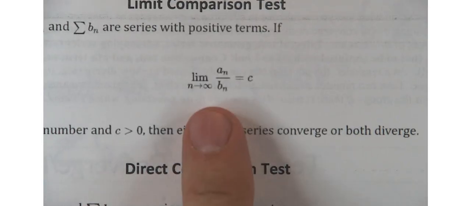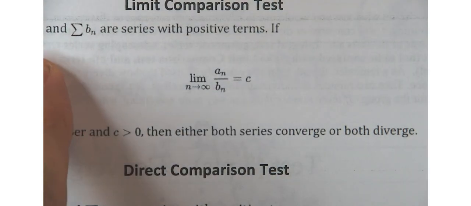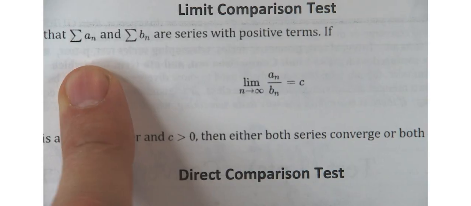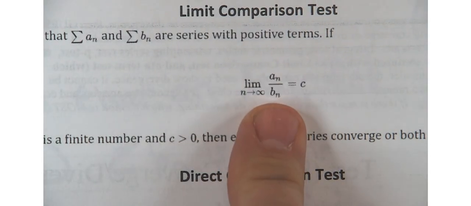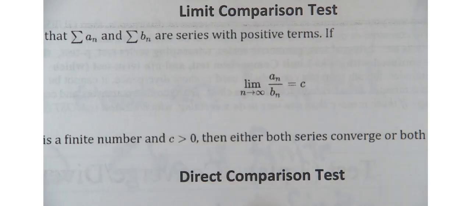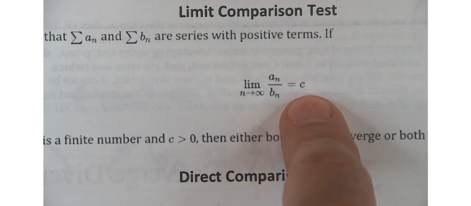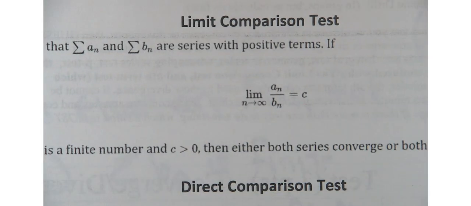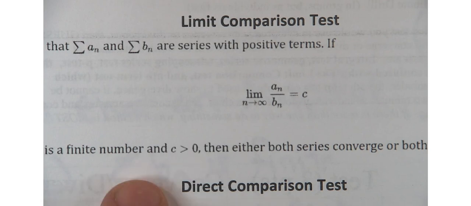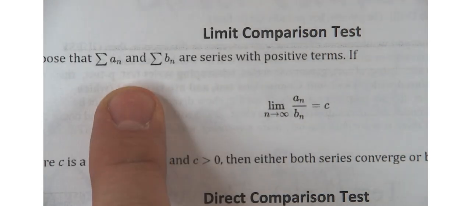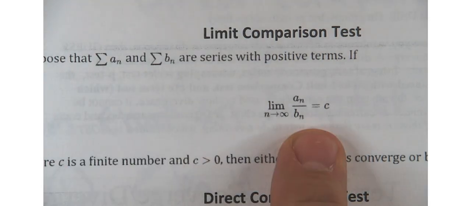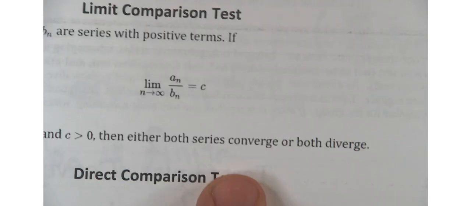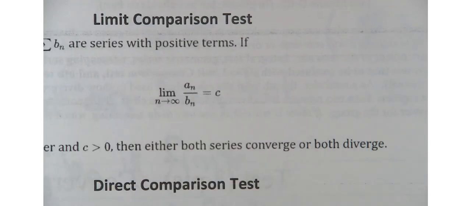All you have to do is know what's happening with one series, and then take the limit of the ratio of the general terms and you get some constant, and that constant has to be greater than 0. So as long as it's some constant, then both of the series either converge or they both diverge. That is, if you know one and this limit is constant, then they either both converge or both diverge. So it's going to rely on you knowing what happens with your one series.